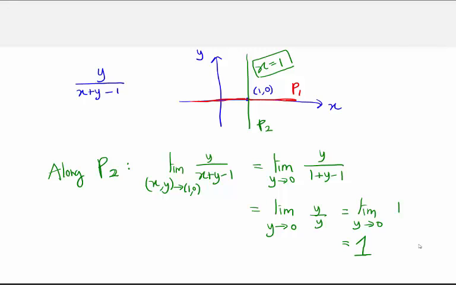Okay, so we have arrived at a limit which is different from the one we have previously. Therefore, we have found two paths, P1 and P2 in particular, along which our function has different limits at the point 1, 0. Therefore, there could be no limit in the first place. In other words, the function actually does not have any limit at the point 1, 0.